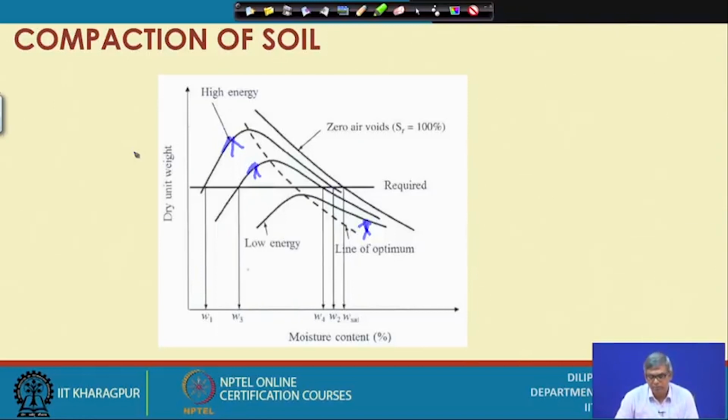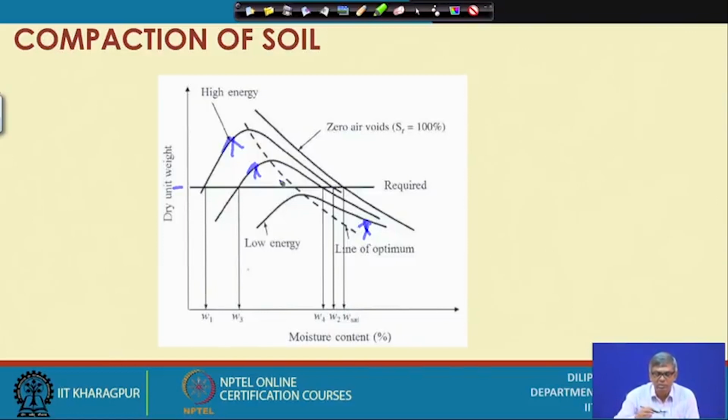Suppose my requirement is some gamma d, which is this one, and I have drawn a line from here to here, with three compaction curves of three different energy levels drawn here. My required dry density I made a horizontal line. You can see that for the lowest energy level, the compaction curve is below the requirement, which means we cannot choose that energy. In the other cases, energy levels 2 and 3 intersect my required dry density.